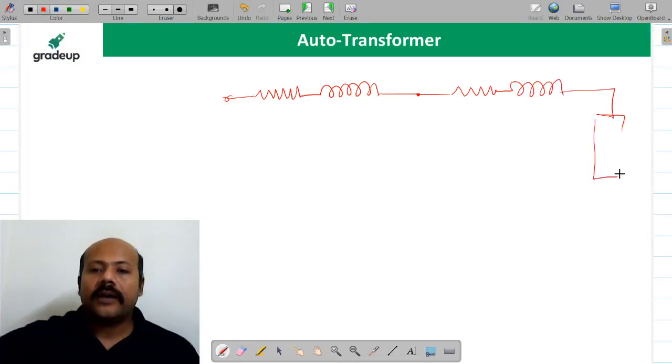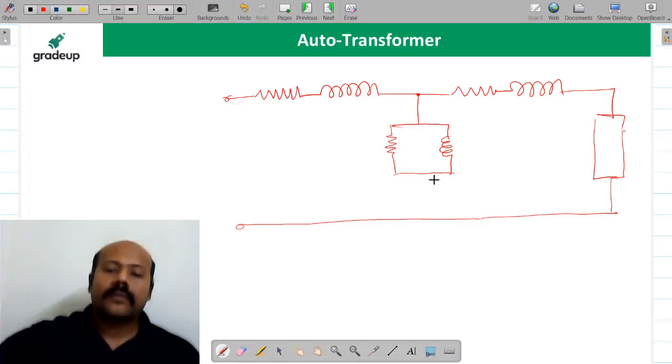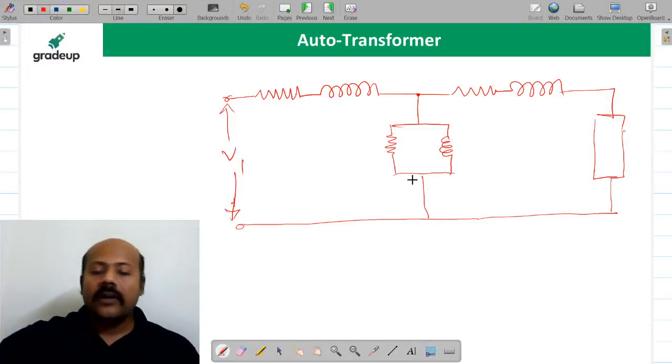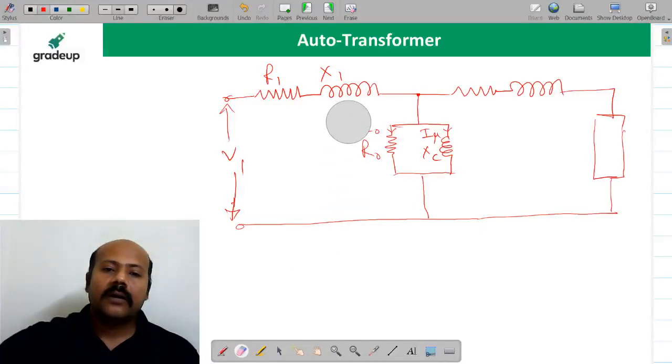Suppose this is the load connected, this is the shunt magnetizing branch, okay. Now this is your V1. Now the moment you remove the discontinuity, this is going to be R1, this is going to be X1, this is going to be R0, and this is going to be XC. Here it is going to be current I0, and here it is going to be IC. This current is going to be I0.